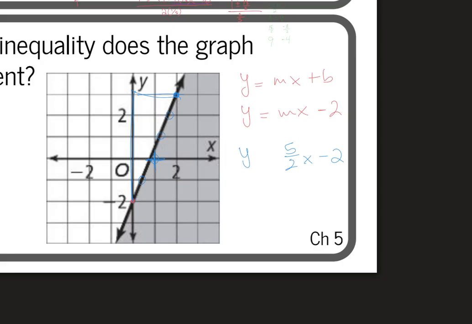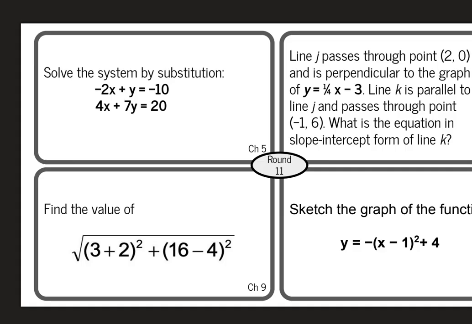And now we need to talk about, we're shading down, so it's going to be less than. And then this is a solid line, so it's less than or equal to. And if you're not convinced about that part, then we can always plug in a test point to determine if we're right or not. So since 0, 0 is not being used, is 0 less than -2? No, it's not. So that's why we're not shaded over here, and in fact, why we are shaded over here. Solve the system by substitution.